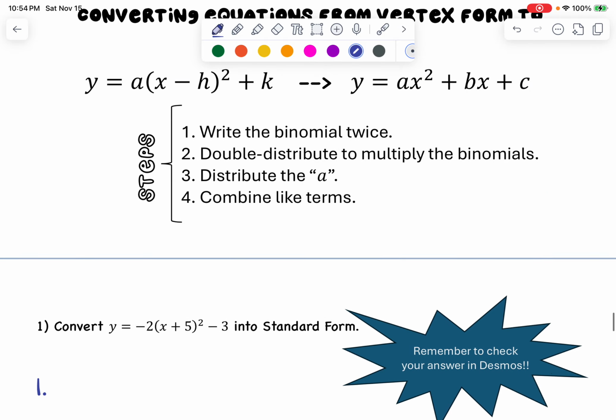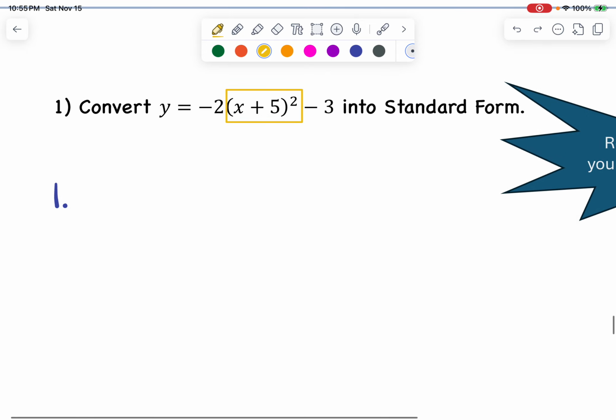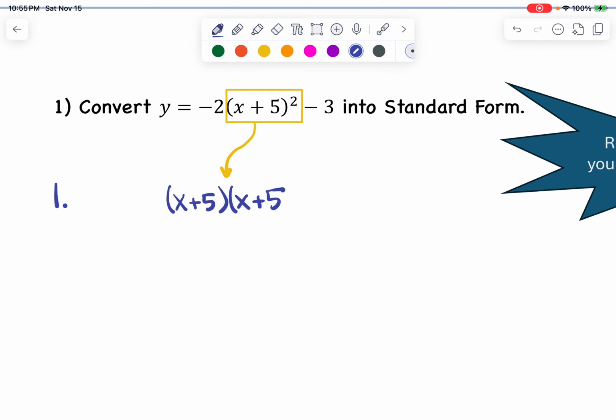All right, so step number 1, we're going to write the binomial twice because in PEMDAS, exponents always have to get done first. Please do not try to just square the 2 terms inside. You are not allowed to do that. You can only do that when you have factors inside the parentheses, not terms. I know x plus 5 squared means to write x plus 5 times itself. That is what squaring means. And that is step number 1, to write the binomial out twice.